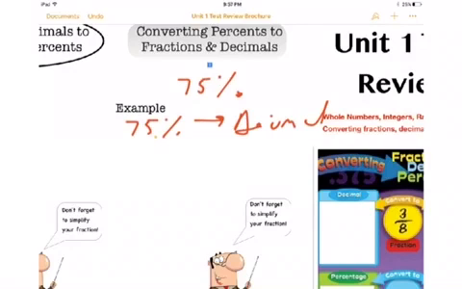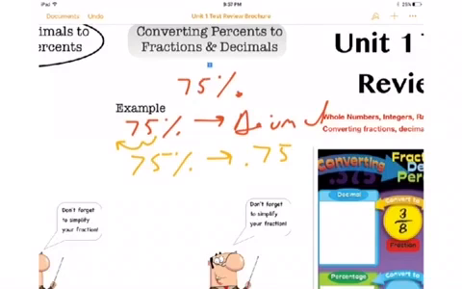So all we're going to do is back it up 2 places. We come back 1, 2. So 75%, instead of moving forward 2 places to the right, we go 2 places to the left, and that would equal a decimal of 75 hundredths. Remember, 75% is a part of something. A percent is not all of it. And 75 hundredths is not a whole, it's not 100 hundredths. That's why we turn it into the decimal 0.75.